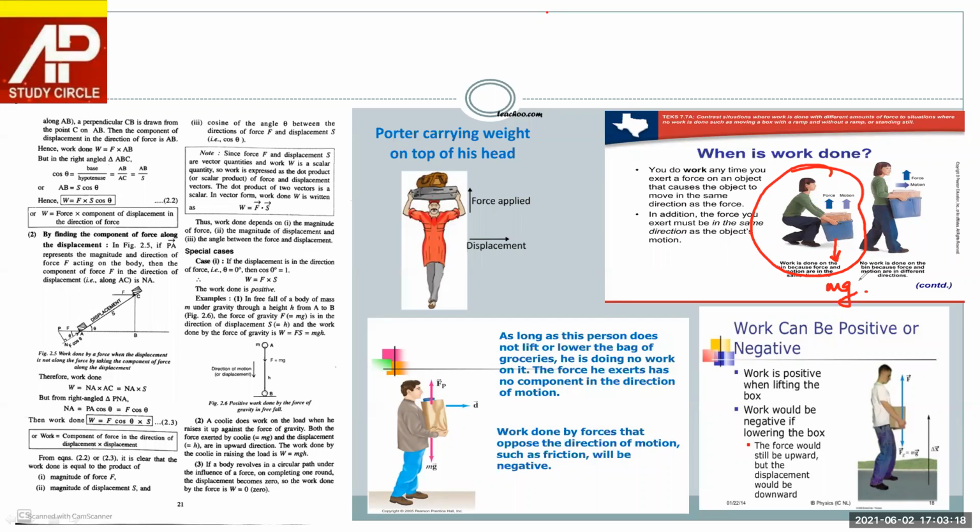If you want to raise the book off the ground, you have to apply a force equal to the force of gravity acting on the body, or equal to the weight of the object. So you're applying the force in the upward direction, and as a result of this force applied by you, the body is also moving upward. That means the angle between the force and motion is zero. They are parallel to each other. Your work is being done. You do work anytime you exert a force on an object that causes the object to move in the same direction as the force.